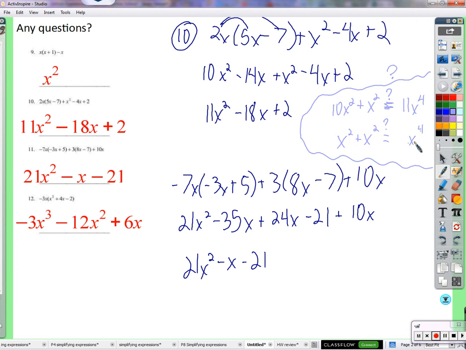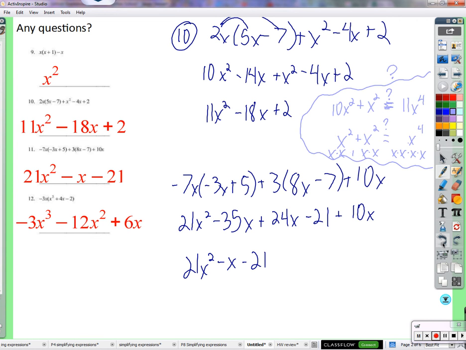So let's talk about x to the 4th. What does x to the 4th mean? X times x times x times x. Let's see if when we're adding them, we wind up with that. Well, what's x squared? X times x. And what's x squared? X times x. And hey, there's 4 x's and there's 4 x's. Certainly seems legit. But what are we doing with this x squared and this x squared? Adding them.